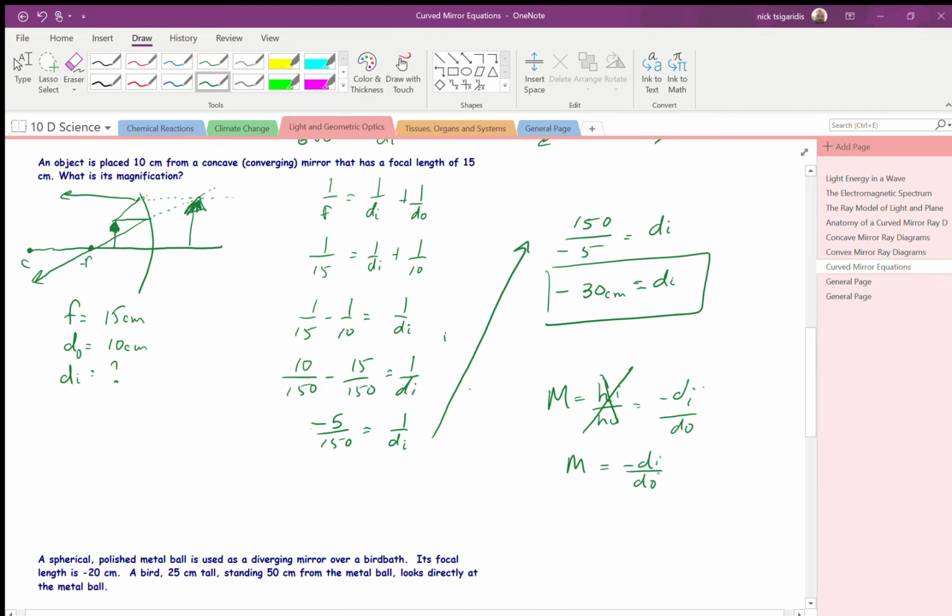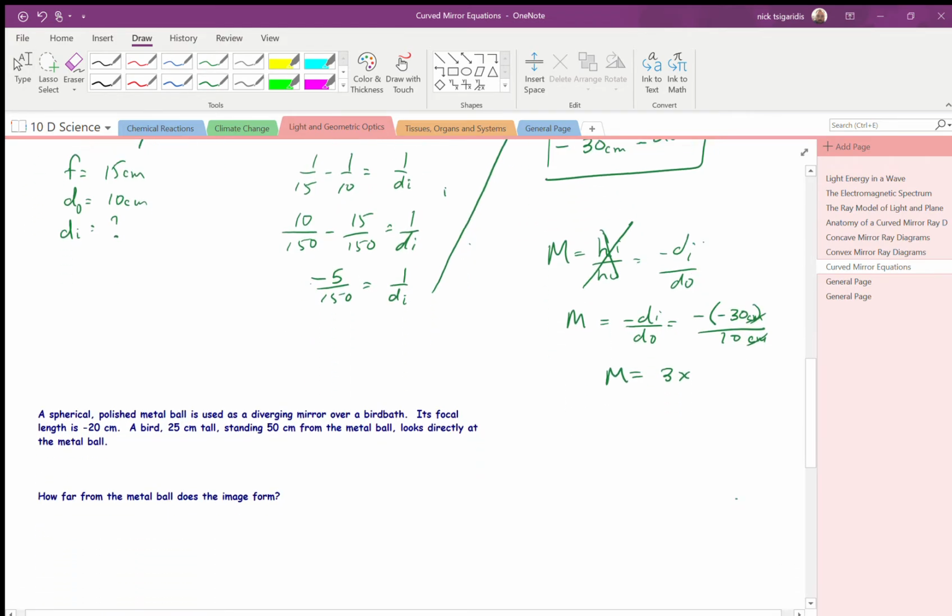I have di and do, I calculated them. So I have negative of negative 30 over my do value, which is 10. So negative 30 is just positive 30. 30 over 10, magnification is equal to 3 times. You'll notice that there is no units here because the units here are centimeters and the units here are centimeters. They will cancel each other out. So it's just 3 times magnified. So my image here is 3 times the size of my object. So you'd find that if you were looking at like a makeup mirror or something like that.